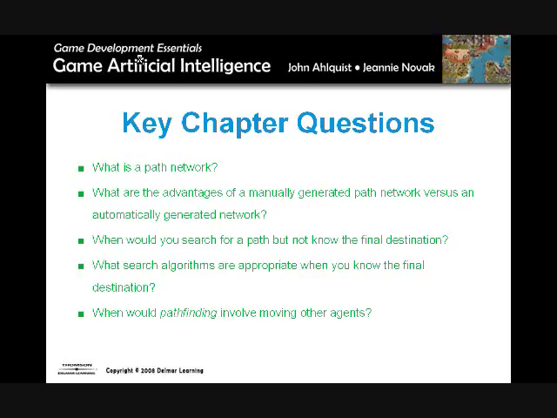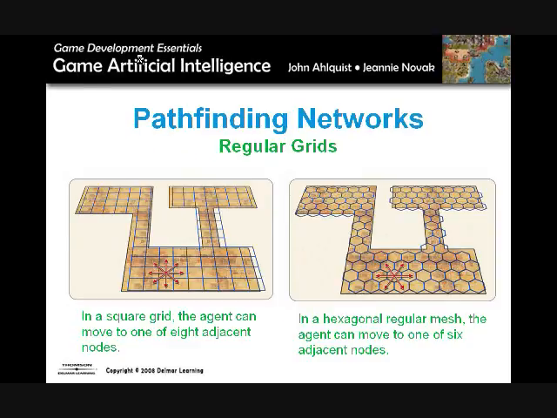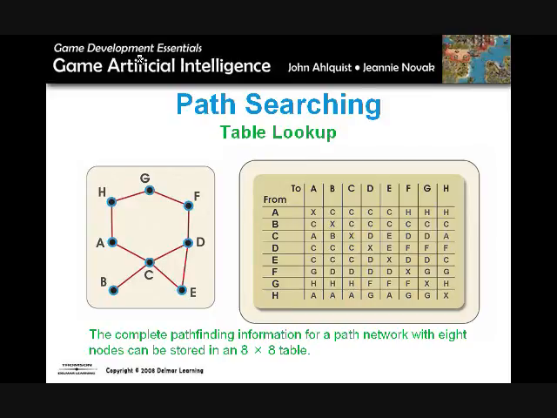When would you search for a path but not know the final destination? This could be the case where you have a starting point. Let's say you're at point B, and at all these other points there's some sort of resource that you need, a health pack, gold, what have you. You know that you need this item, but you don't really care which one of these nodes you go to. You just want to go to the closest one. So in that case, you actually have multiple possible end states, and you don't really care which one you're getting to.